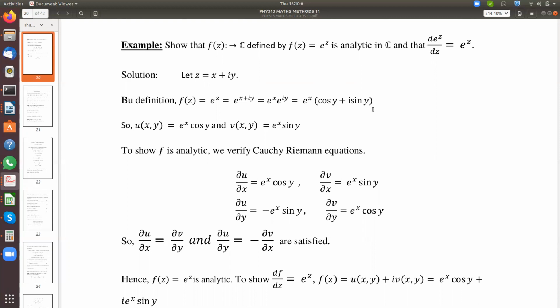From that point, u of xy equals e^x cos y, and v of xy equals e^x sin y. That is the first one for du. You have to differentiate with respect to x, exactly, and then v with respect to x for the other one. First you separate it into v and u, the real function and the imaginary function, before you start differentiating.